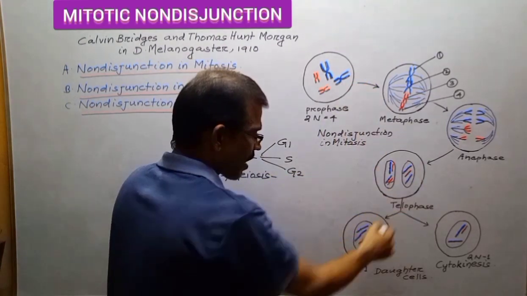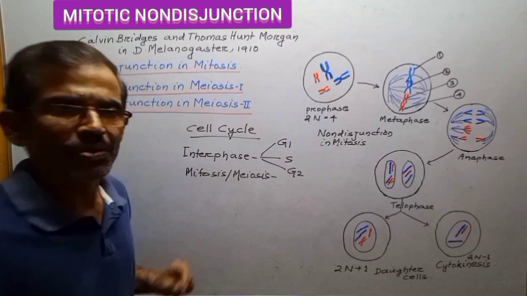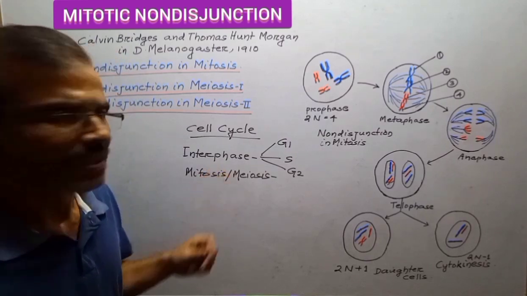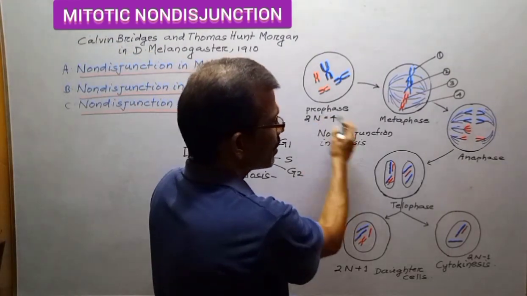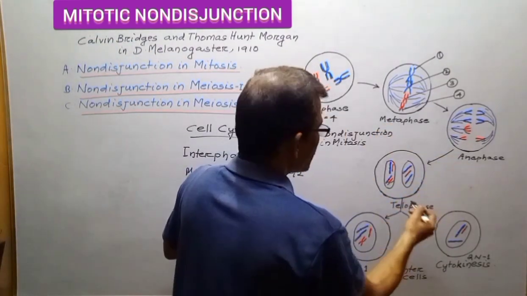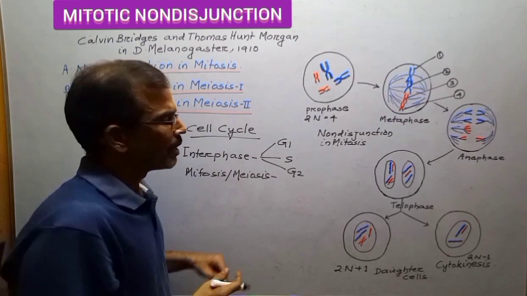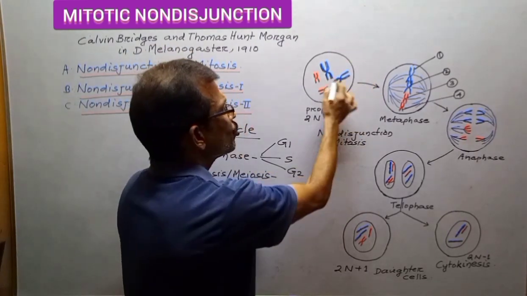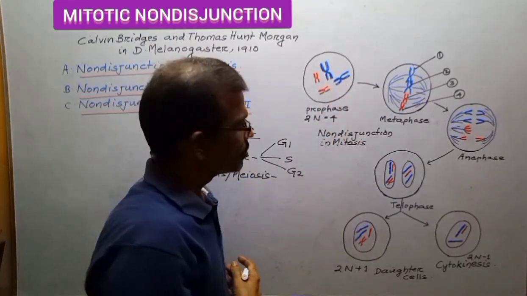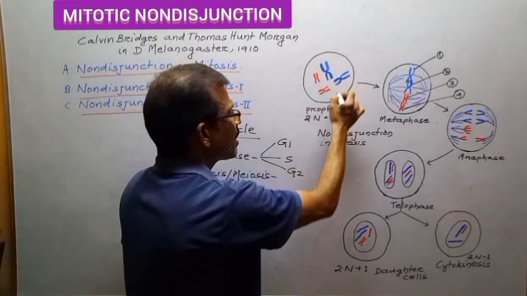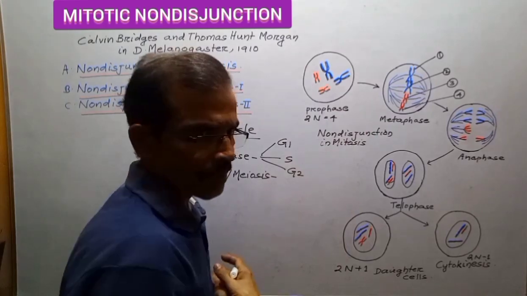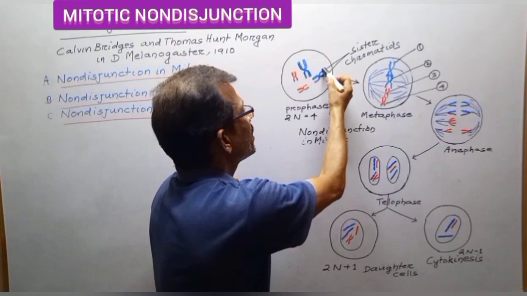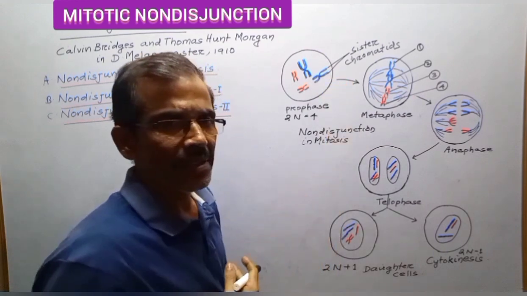This figure describes mitotic non-disjunction. Mitosis is divided into four phases: prophase, metaphase, anaphase, and telophase. In this figure, this is a diploid cell having two pairs of chromosomes. So totally the cell has 4 chromosomes, and each chromosome consists of two identical sister chromatids.